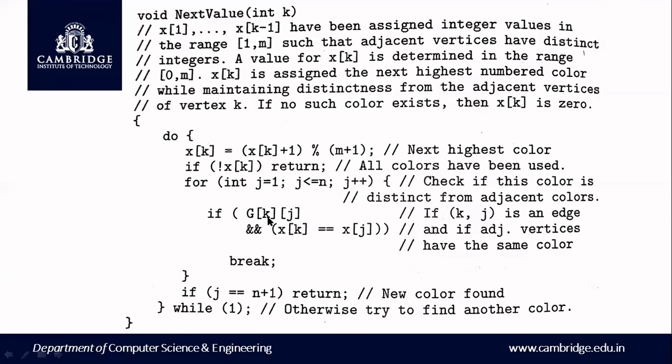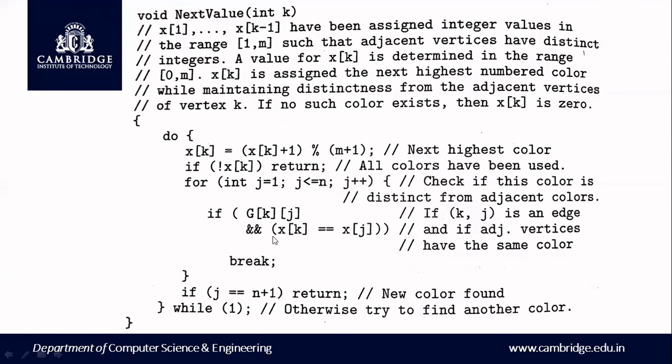So when we are assigning the colors, we need to check for the neighbors. If k is the vertex, then you need to look for its neighbors in the form of g of k comma j, where j is running from 1 to n. So if there are neighbors, that is g of k comma j is 1, and their color is the same, then we come out of the loop. It means that it is causing a conflict, and you will not be able to assign that color. So we come out of that. If it is the same color, we come out of the loop.